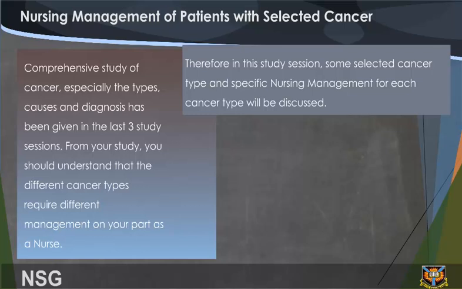Comprehensive study of cancer, especially the types, causes, and diagnosis has been given in the last 3 study sessions. From your study, you should understand that the different cancer types require different management on your part as a nurse. Therefore, in this study session, some selected cancer types and specific nursing management for each cancer type will be discussed.